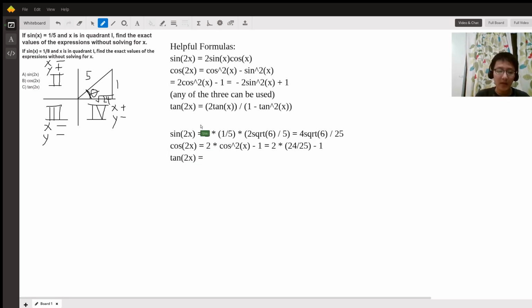So then you could do that by, oh, time's almost up. All right, so I will continue solving tangent of 2x in the comments.